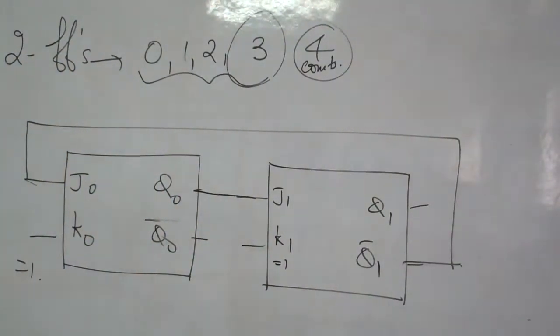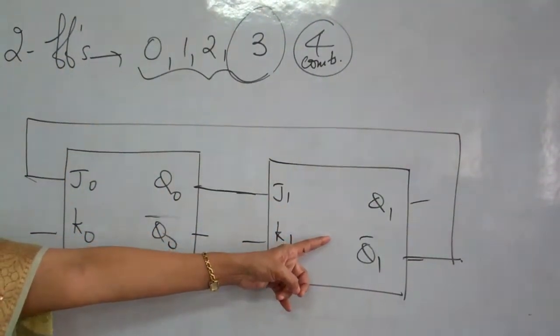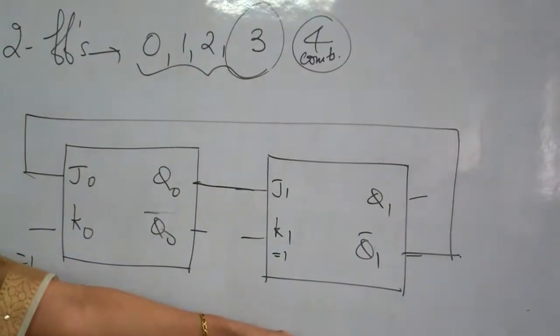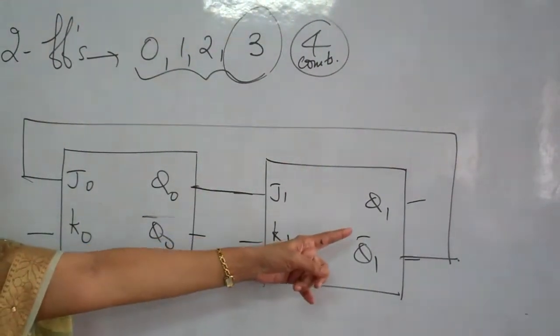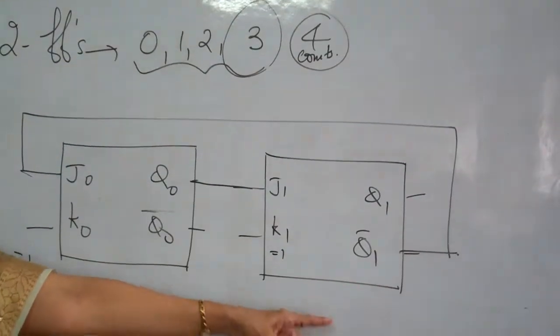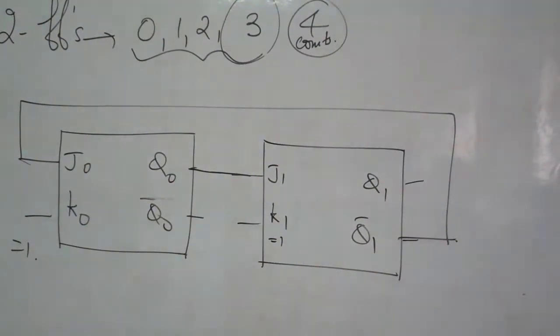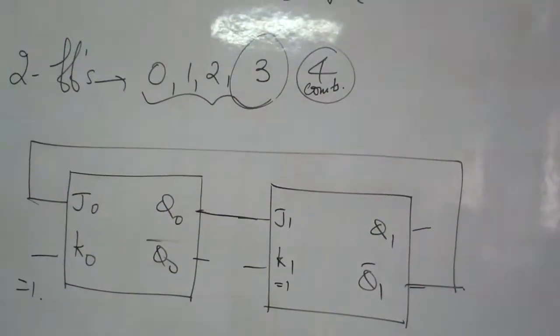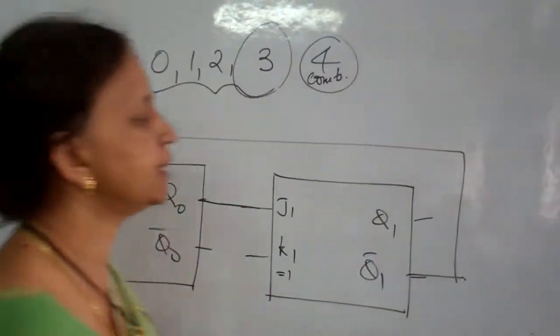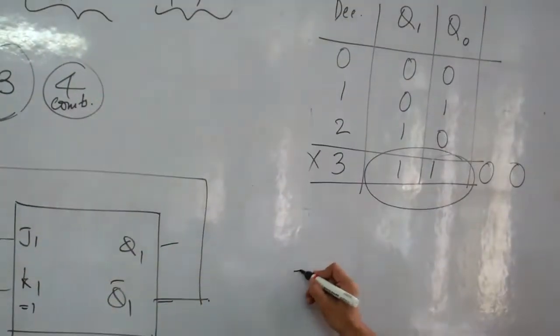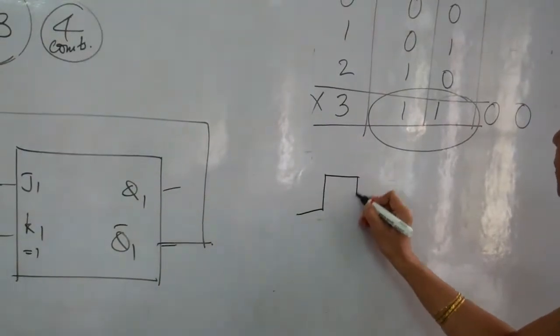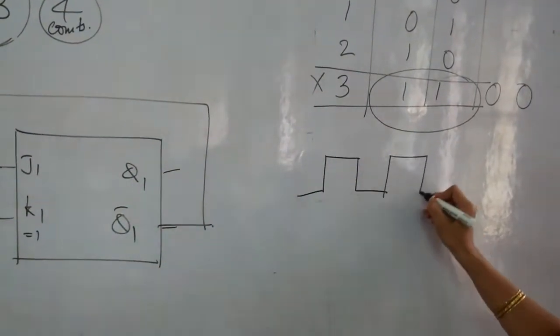Let us understand the logic here. When Q1 is high, Q1 bar will be 0. When Q1 is 0, Q1 bar will be 1, because Q and Q bar are two complementary outputs. One is the complement of the other. So now what is it that you have to do? See the timing diagrams.